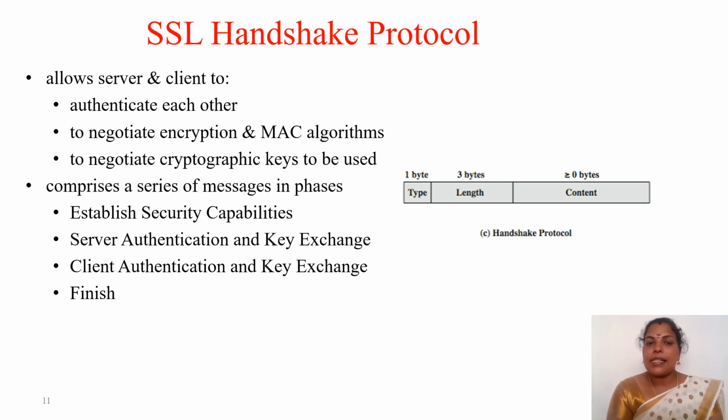It comprises a series of messages in phases. That is, it establishes security capability, and then we have both server as well as client authentication. The size of the handshake protocol: 1 byte is allotted for the type, then 3 bytes are allotted to represent the length, and n number of bytes, greater than or equal to 0 bytes, to represent the content. So this is the structure of the handshake protocol: type, length as well as content.